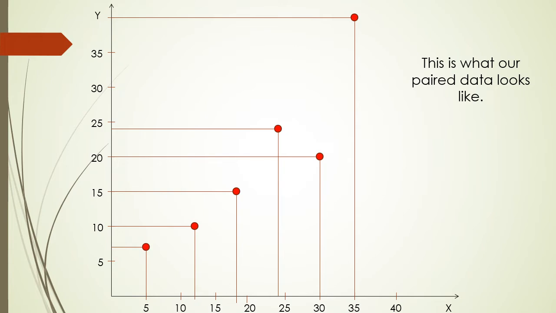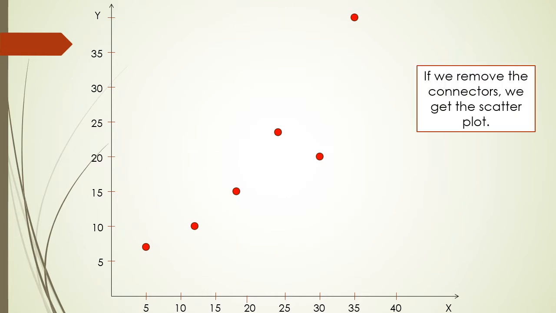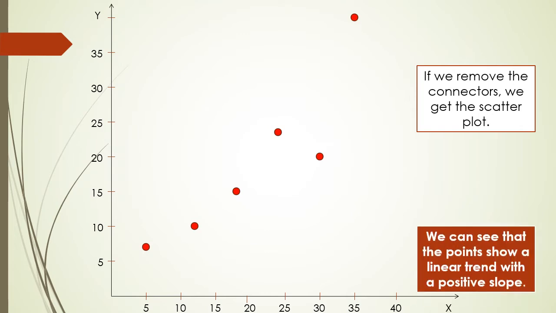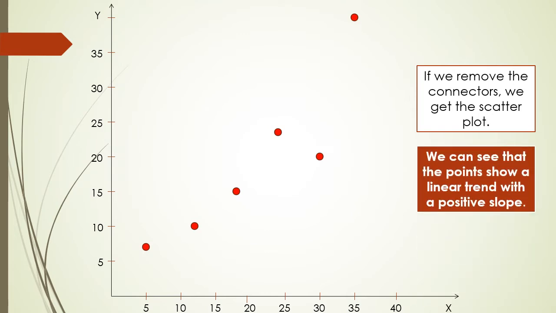This is what our paired data looks like. If we remove the connectors, we get our scatter plot. We can see that the points show a linear trend with a positive slope.